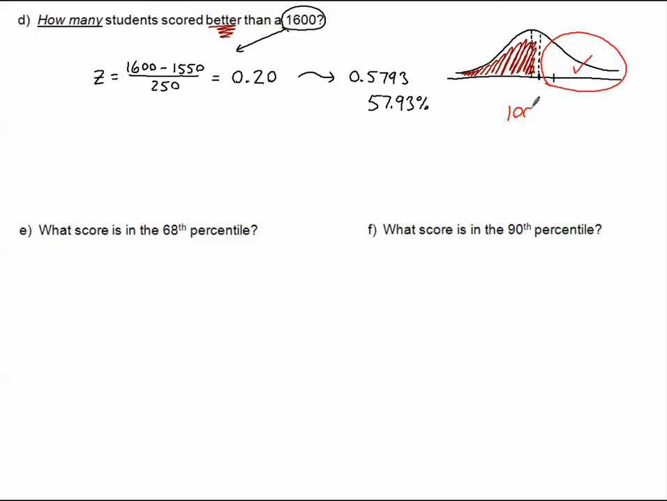Well, let's take our 100%, everybody that took it, and subtract the 57.93%. When we subtract that, we're talking about 42.07%. That's the percentage of people that scored better than a 1600. The table is always going to give you the value of people that you've beaten, the percentage of people that are below what you did. If we're looking on the other side and pay attention to the directions, if we're looking for people that scored better than that, then we need to subtract that number from the chart from 100%.